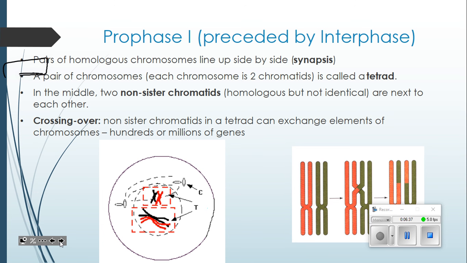Pairs of chromosomes. That's different. In prophase of mitosis, I said nothing about there being pairs. There were chromosomes wherever, they were condensed, you could see them, but that was it. And these pairs of homologous chromosomes line up side by side. It's called synapsis. That's the name of the process.